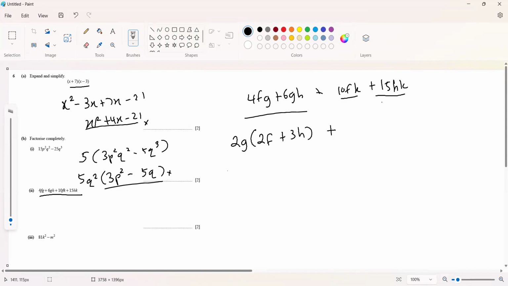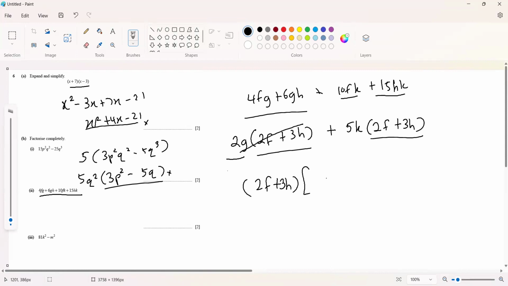In these 2 terms, we know that 5 and k is common. So it'd be 5k. So again, this would be 2f plus 3h. And now you notice that these two brackets are the same. So we can factorize that out as well. So 2f plus 3h, if you factorize this out, you are left with 2g. And if you factorize 2f plus 3h here, you're left with 5k as well. So 2g plus 5k. So that is for your question part 2.